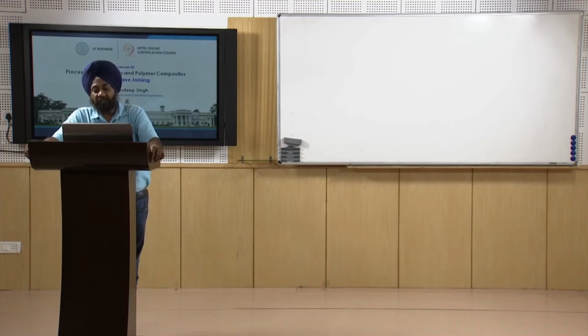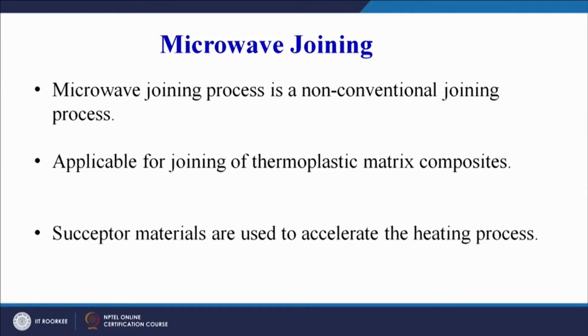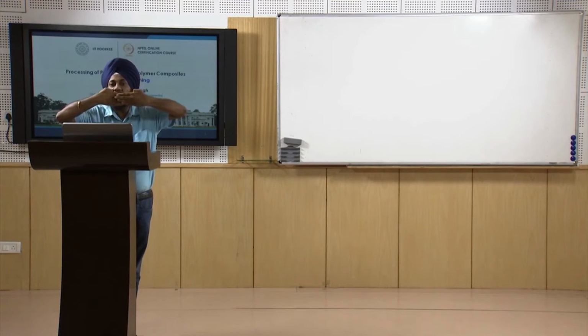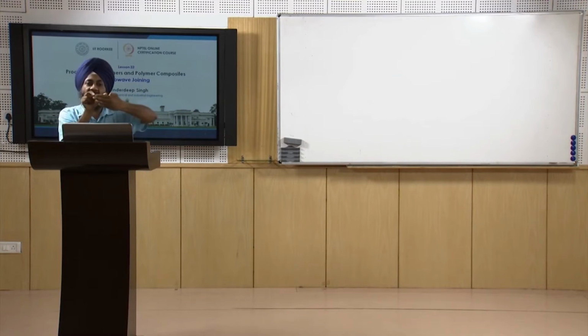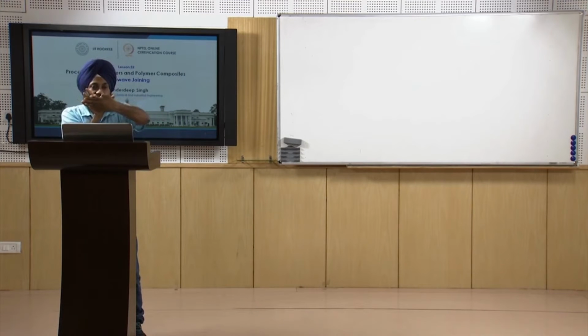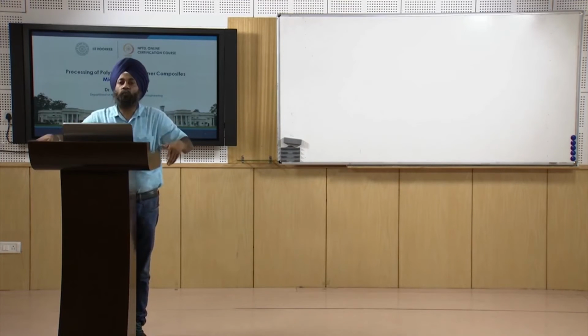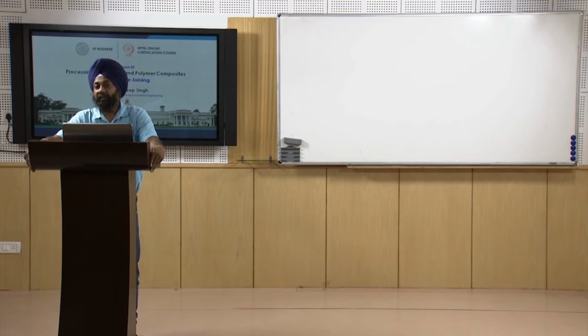Now the third point on your screen: susceptor materials are used to accelerate the heating process. As I have told you, when we are going to join the two adherents together, this is adherent 1, this is adherent 2, we bring them together and there is an overlap area. We wish that only this overlap area is subjected to the electromagnetic radiation. The other parts of the adherents we do not want to expose to the electromagnetic radiation.